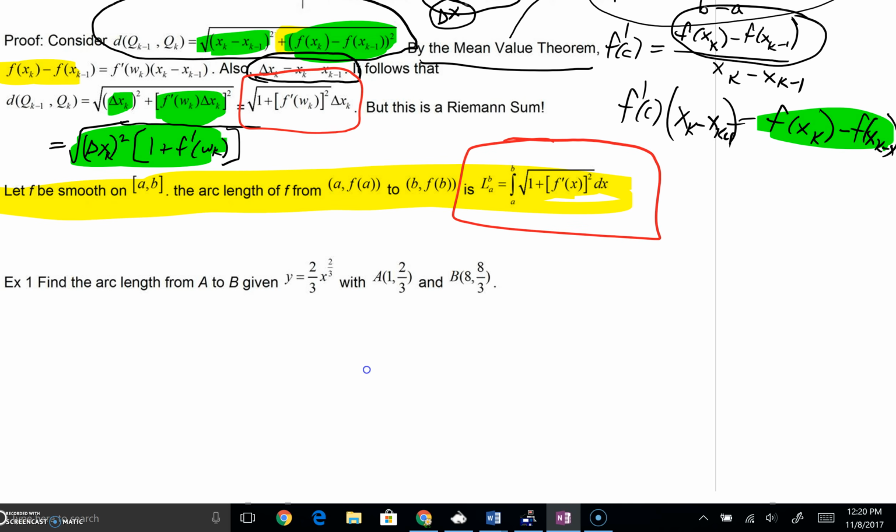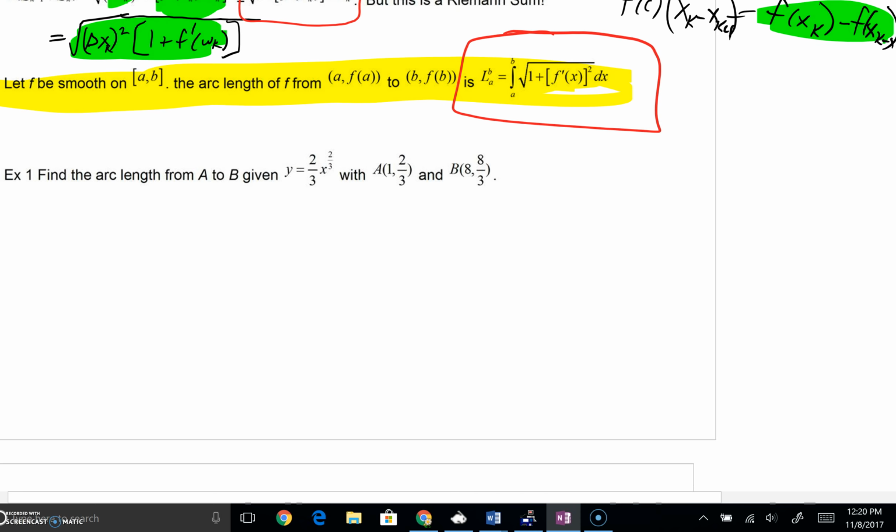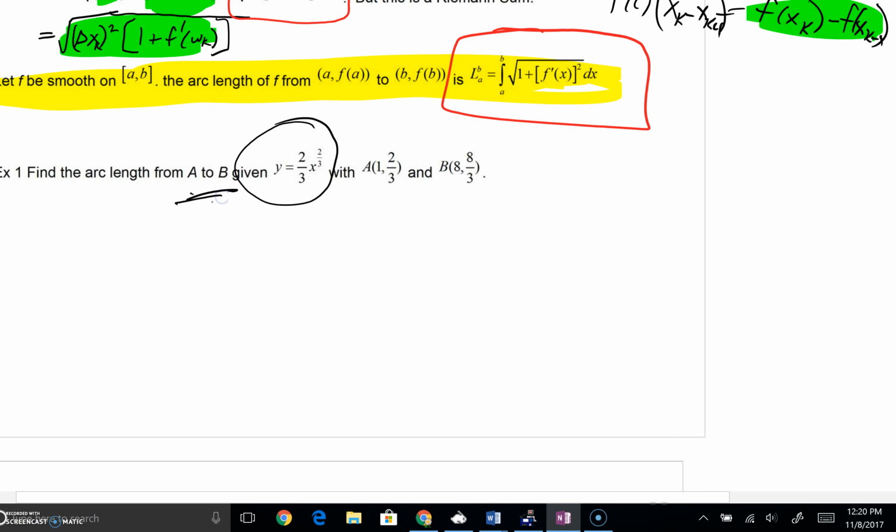So imagine what you can now do in light of what we're seeing right here. We can say here's a curve, and you're given some beginning point and an end point, a point A and a point B. And they're saying, hey, find that distance on the curve, find the arc length. Well, what you're going to have to do is take a derivative. Here's f of x is 2/3 x to the 2/3. Help me out. What's that derivative, guys? What do we get?